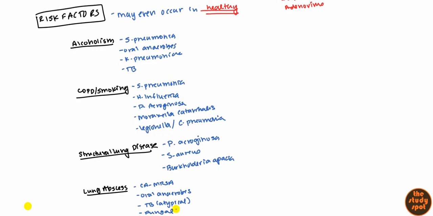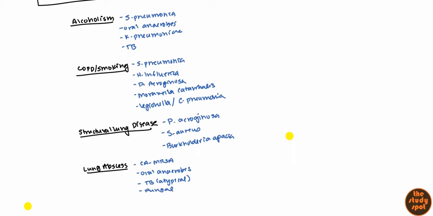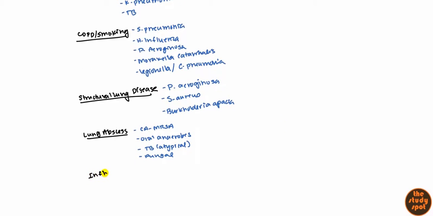TB, atypical TB, and even fungi can cause lung abscess. So lung abscesses don't normally occur unless there's some underlying immunocompromise. You can see TB and fungal causes are usually common only with immunocompromised patients. MRSA tends to have a necrotizing type of pneumonia which can cause lung abscess, and then oral anaerobes are common with, again, aspiration.